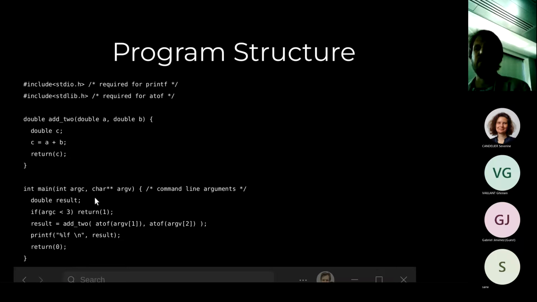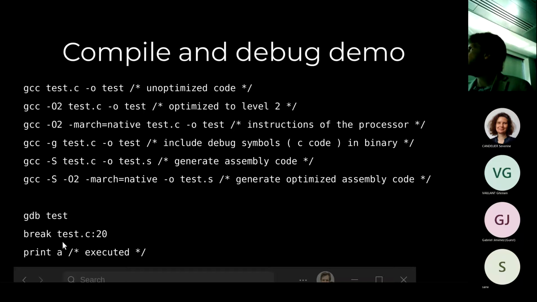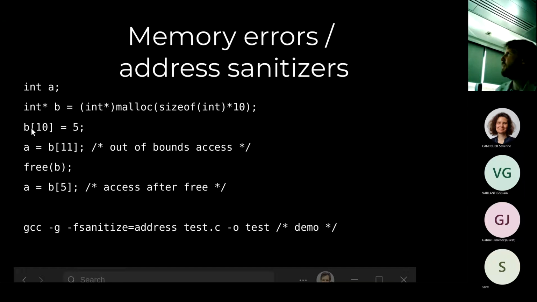That's the way it works, and then you can compile this. How do you do this on a Linux machine? If you just type in GCC like this, you get some unoptimized code, so it just compiles it the way you have written it. Then we have different optimization levels in GCC. Most of the compilers have cloned this, so if you use Clang or ICC, it works the same.